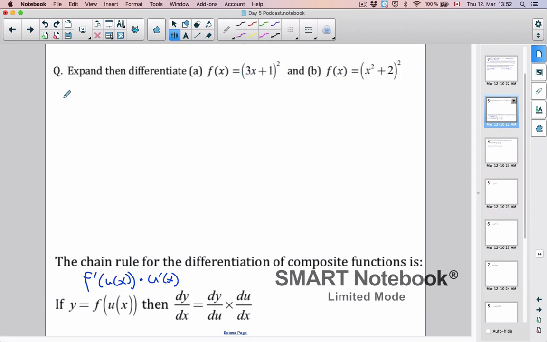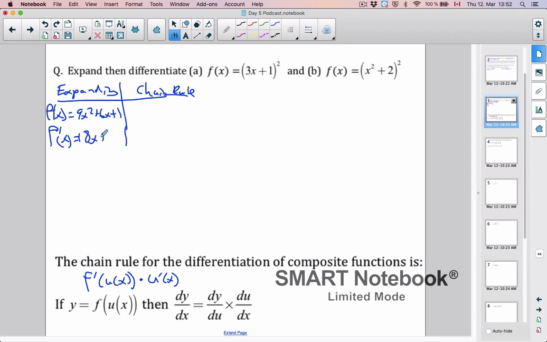So we're going to do this by expanding and by chain rule and compare the answers. So expanding and chain rule. So if I expand that, I get f of x equals 9x squared plus 6x plus 1. So the derivative equals 18x plus 6. And by chain rule, what you can do is find the derivative of, basically you find the derivative of x squared, right? Where this whole thing is x, or u if you'd like.